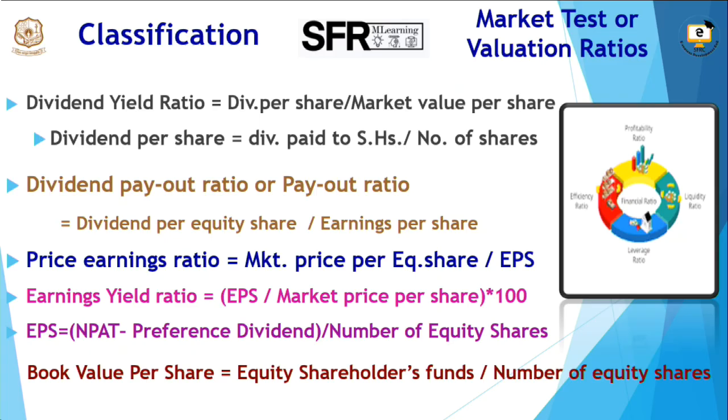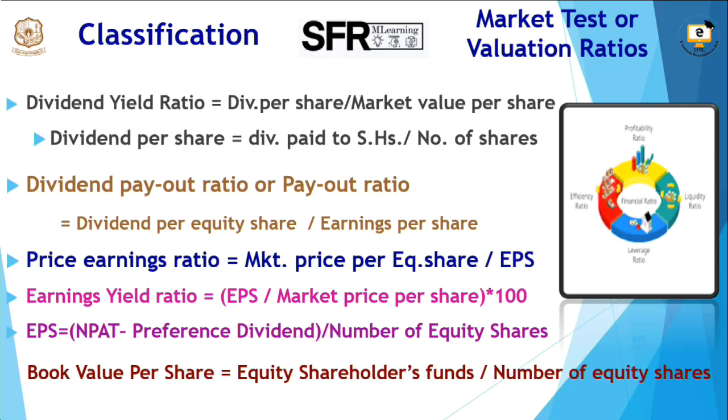Okay. Then next, how would you calculate earnings per share? Earnings per share is nothing but net profit after tax minus preference dividend. That is, you have to pay dividend to the preference shareholders, so you have to deduct that, divided by number of equity shares, and we get the earnings per share. That is, how much amount the equity shareholders get from their business. That is called earnings per share. So dividend payout ratio is dividend per equity share divided by earnings per share.